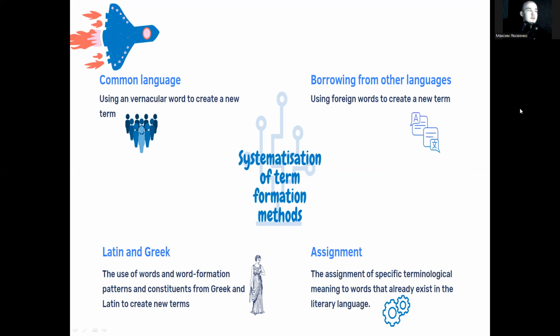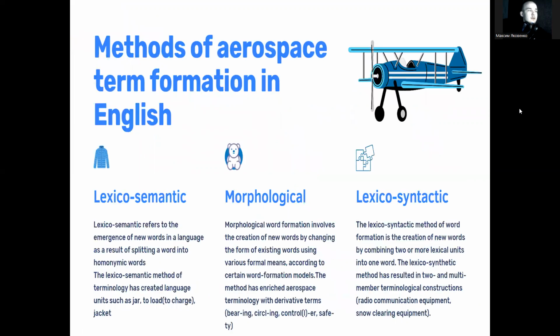The analysis of English aerospace terminology indicates that it was mainly created on the basis of the French language, loanwords, and sources of our own language. The main methods of forming aerospace terms in English are lexico-semantic, morphological, and lexico-syntactic.